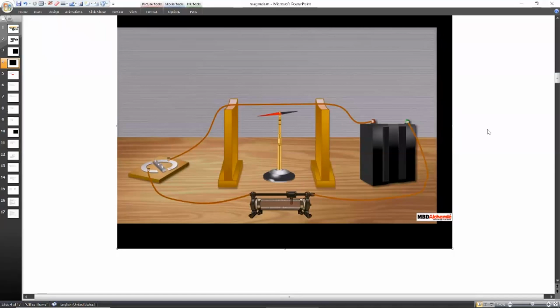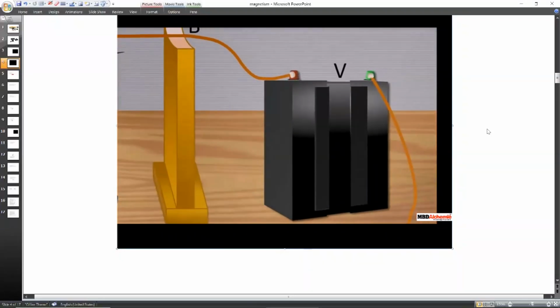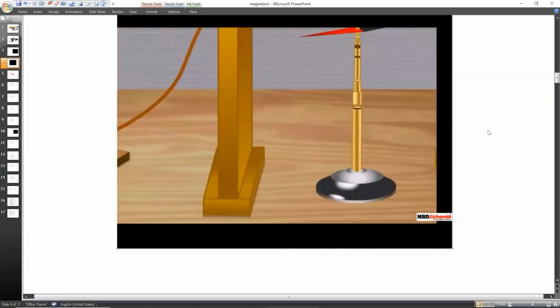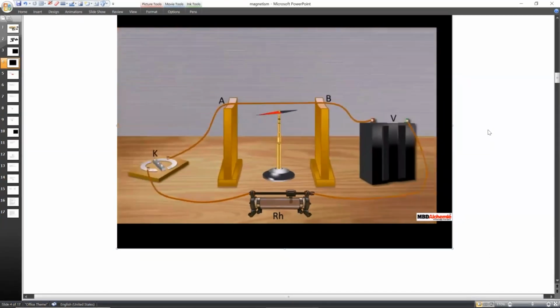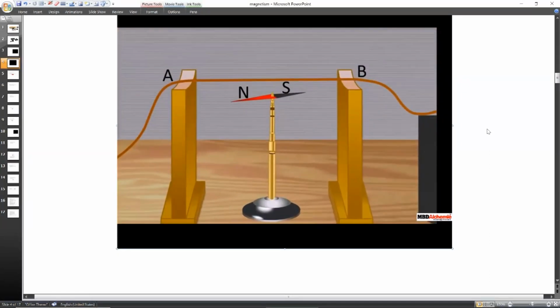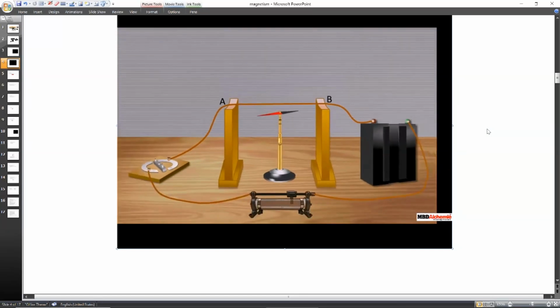shown in the animation. A conducting wire AB lying in the north-south direction is connected to a battery V through a commutator or tapping key K and rheostat RH. A magnetic compass needle NS is placed just below the conductor AB. Initially, when no current passes through the wire AB, the magnetic compass needle shows no deflection.